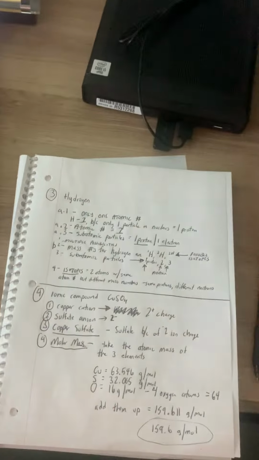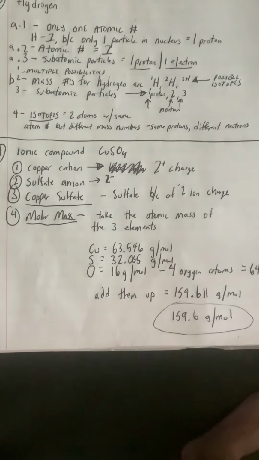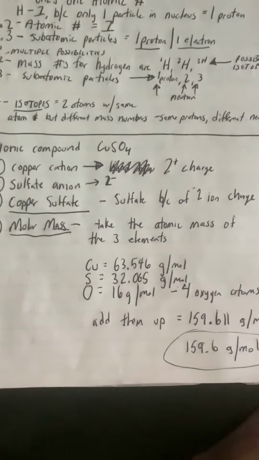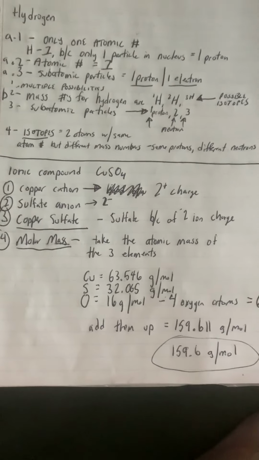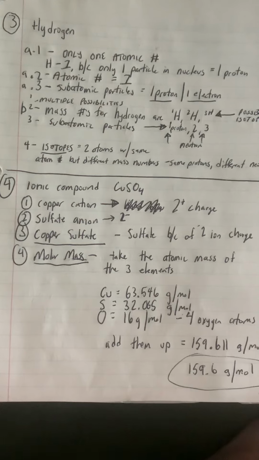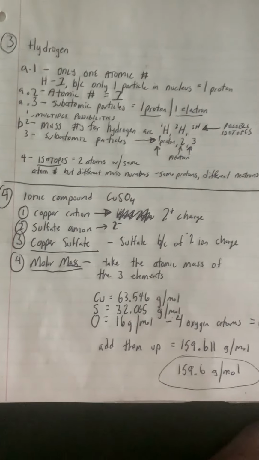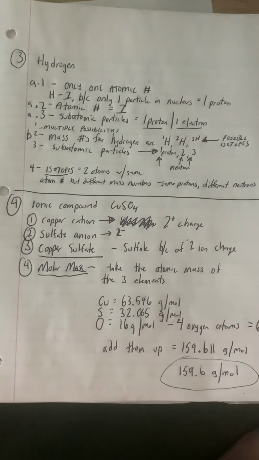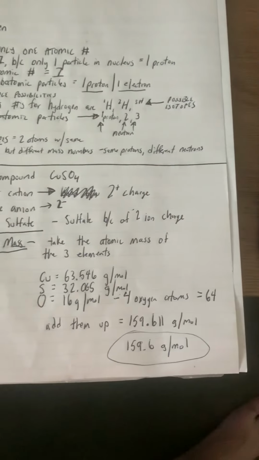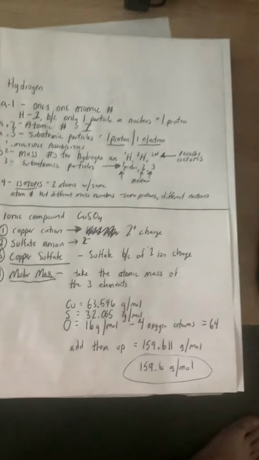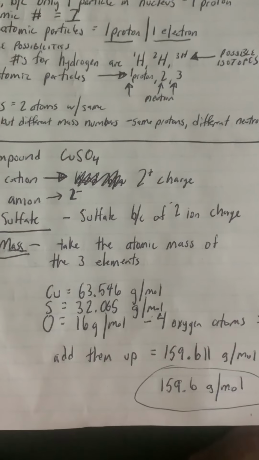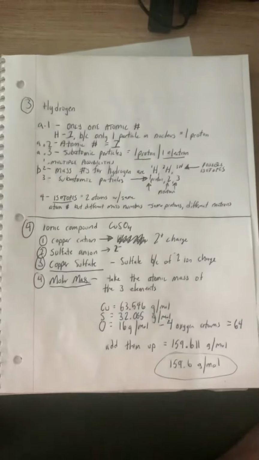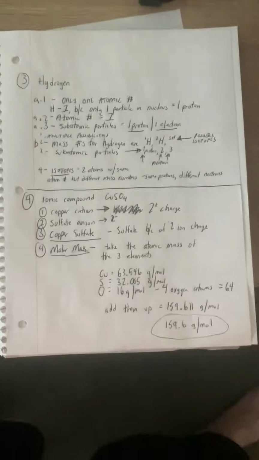And then the molar mass of this one is pretty much just taking the atomic mass of the 3 elements. So for copper, it was 63.546 grams per mole. Sulfur, 32.065 grams per mole. And then oxygen was 16 grams per mole. And you can see that there are 4 atoms in this equation, so you take that times 4 and you get 64. Add everything up and you get 159.6 grams per mole. So that's everything for number 4.